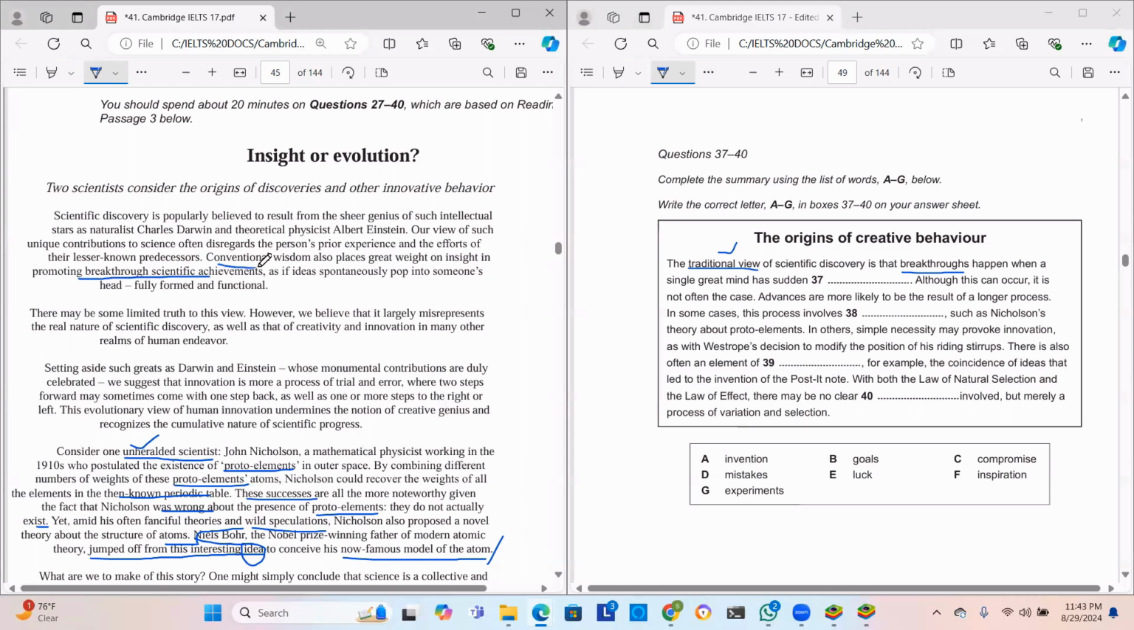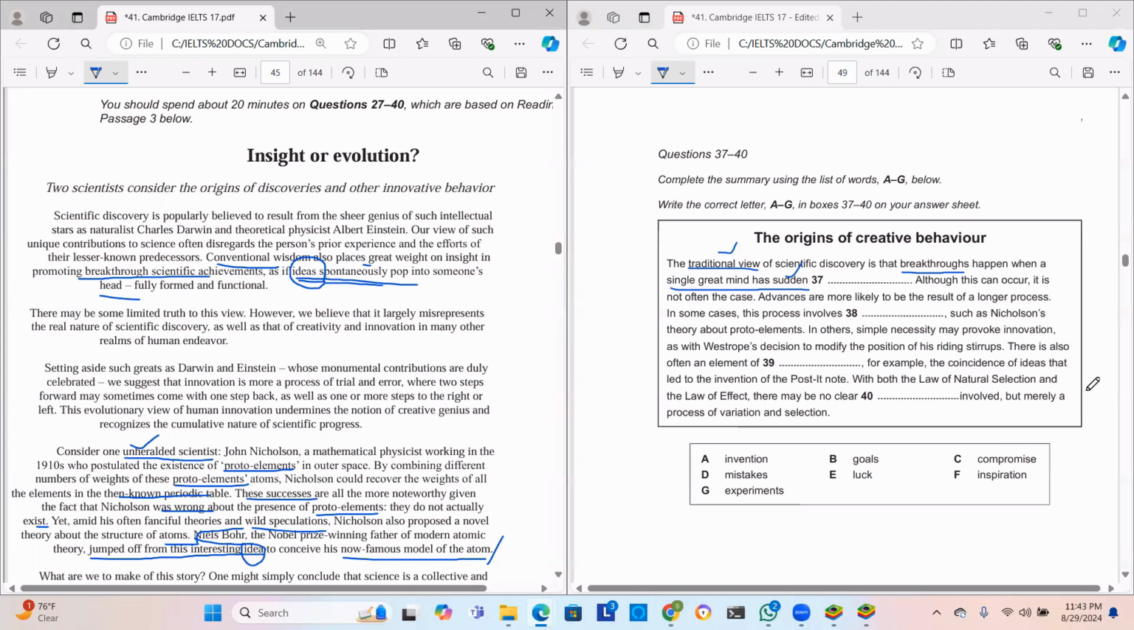So see, the conventional wisdom also places great weight on insight in promoting the breakthrough scientific achievements as if ideas spontaneously pop into someone's head. See, he's talking about breakthroughs happening when a single great mind has a sudden dash. Sudden is the keyword, guys. Suddenly means spontaneously, right? Spontaneously, suddenly, these two are keywords. As if the ideas pop into someone's mind. So idea should be your answer, right?